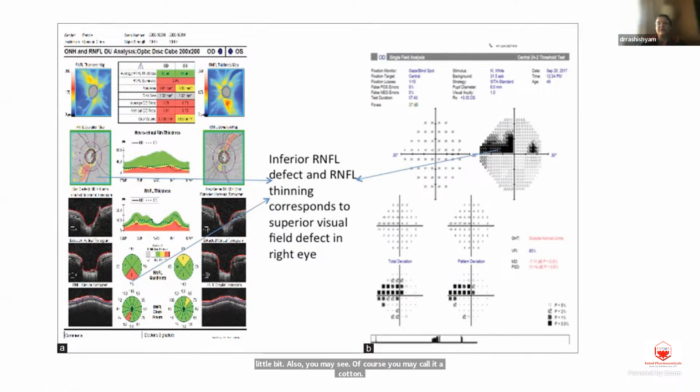That is why I was saying it is coming almost up to the right center. But this is just a very early defect of only one quadrant. So yes, that can happen.